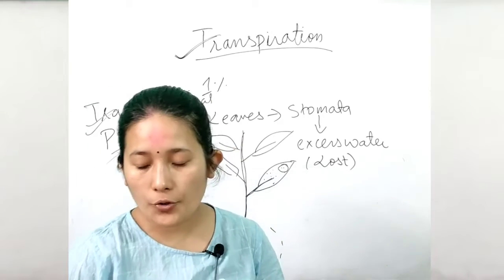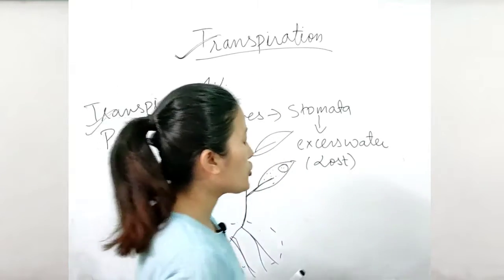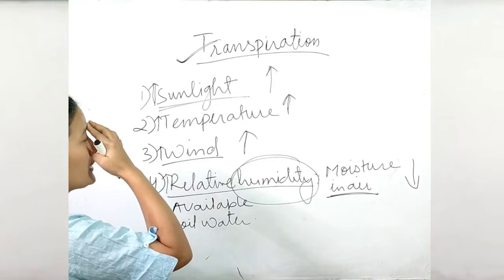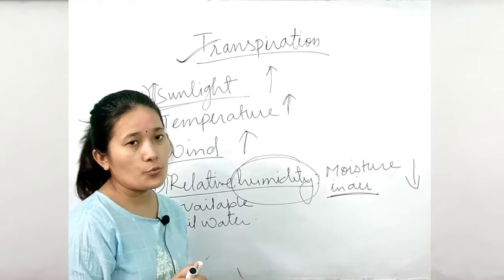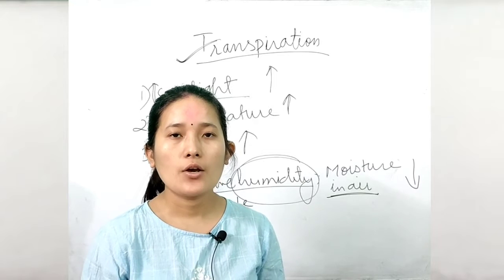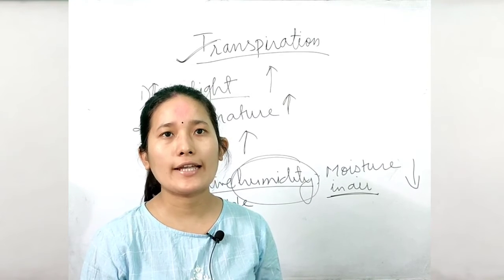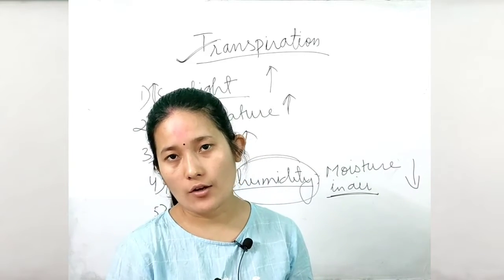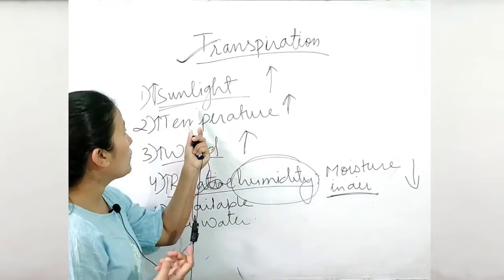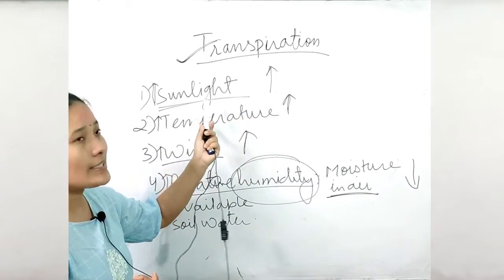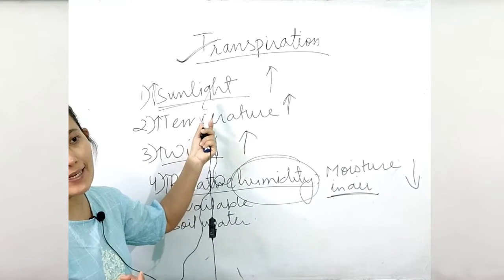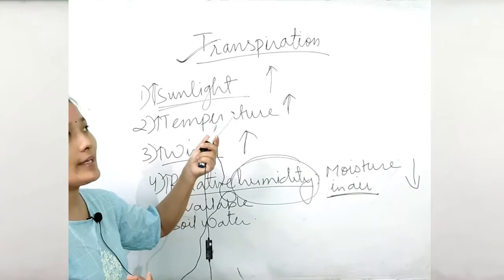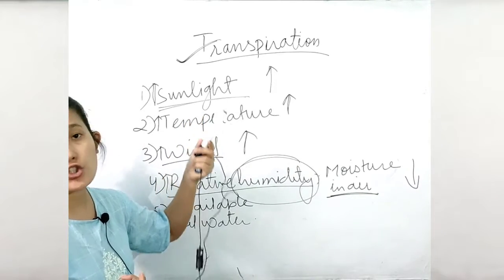Next we will be discussing the factors which affect transpiration. First one is sunlight. Light is essential for photosynthesis, and photosynthesis directly or indirectly has a role in opening and closing of the stomata. That's why the more the sunlight, the higher the rate of transpiration. In the daytime, because there is light and the stomata remain open, the transpiration rate is higher, but at night when there is no light, the transpiration rate more or less stops.